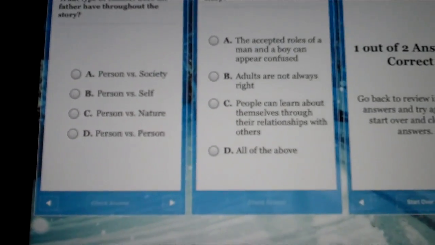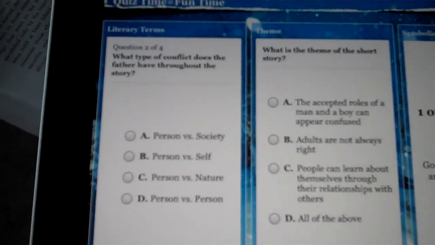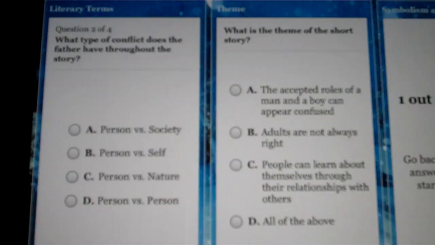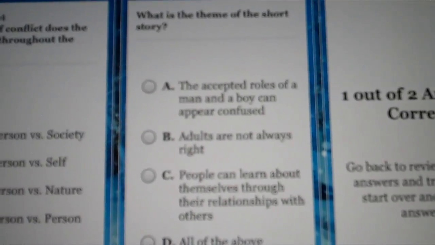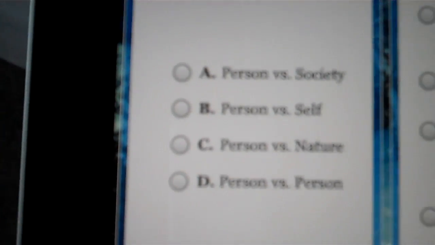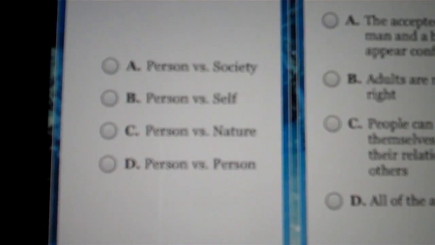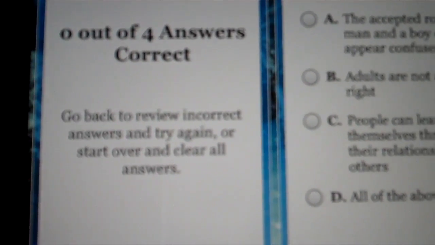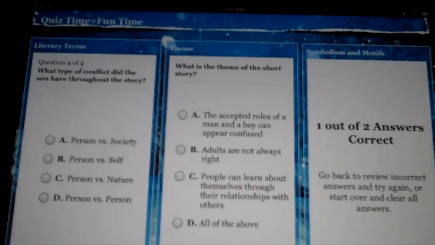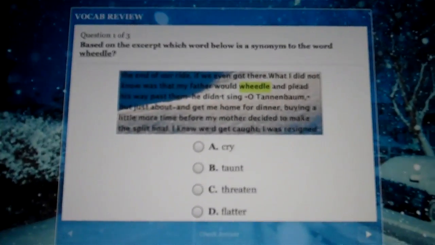They've done it again with, they've divided the widgets into literary terms. This is a quiz, and one's on theme, one's on symbolism and motifs. And so these are multiple questions right here. So you can go to the next one, the next one, the next one, and out of 4 and go back. So those are little interactive quizzes that they decided to put at the end of the story.